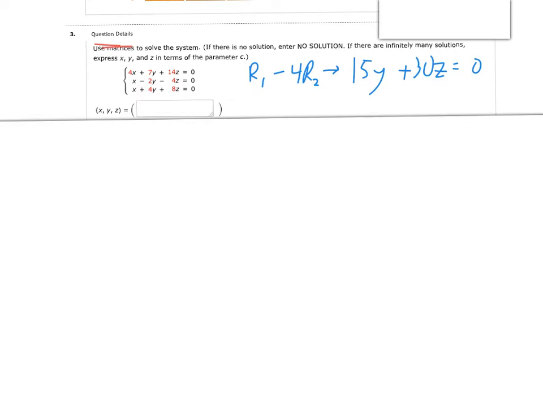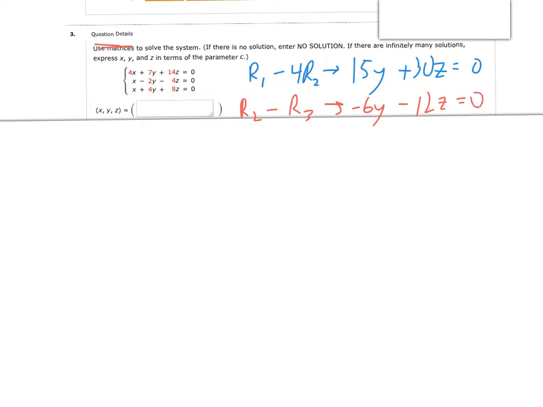All right, and so my next one I'll just do row 2 minus row 3. Got to be careful with my negatives here. So obviously the x's cancel out there. Negative 2y minus 4y is actually negative 6y. And then negative 4z minus 8z is minus 12z. And that also equals 0.